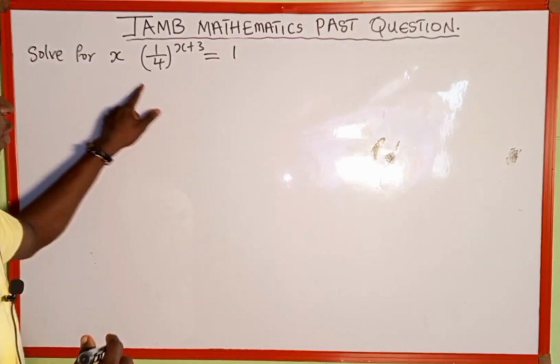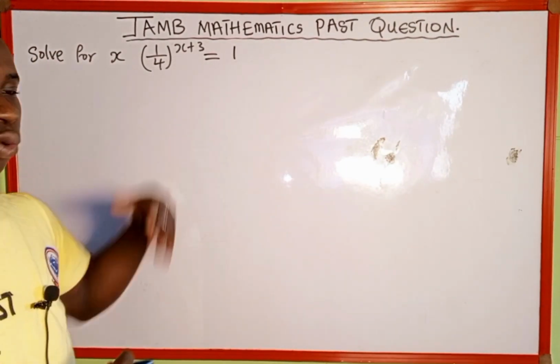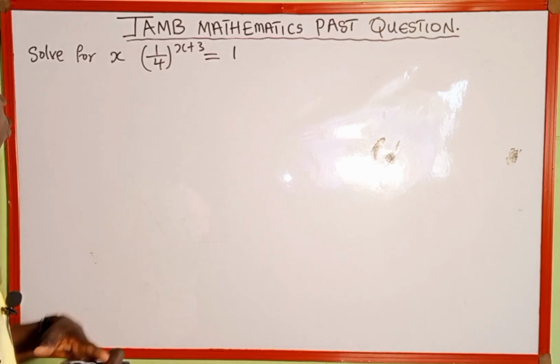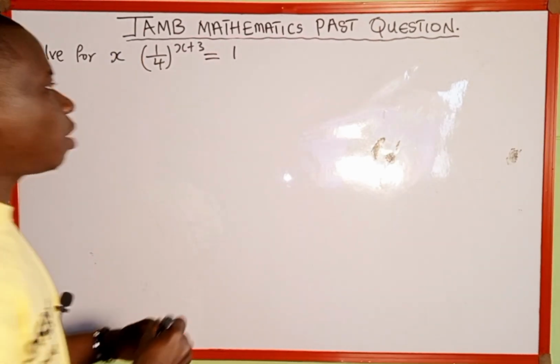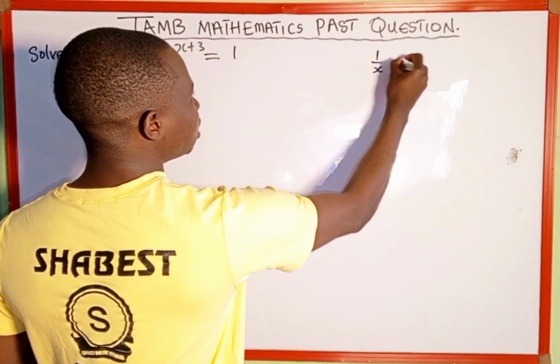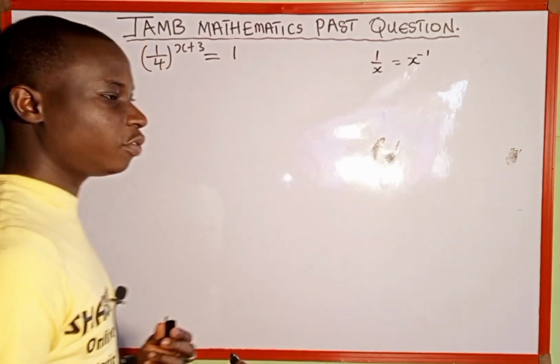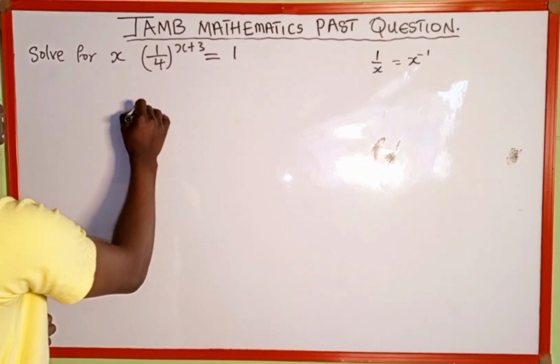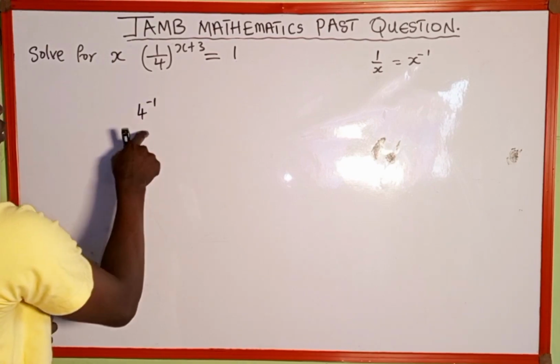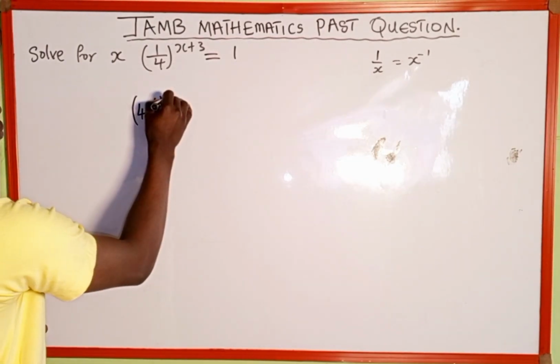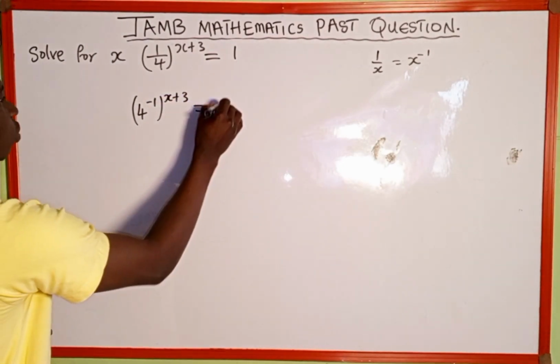We should solve for the value of x from this exponential equation. So the first thing we're going to do, this 1 over 4, remember when we have 1 over x, it is the same as x raised to the power of -1. So this 1 over 4 is the same as 4 raised to the power of -1, then everything raised to the power of x plus 3 is equal to 1.